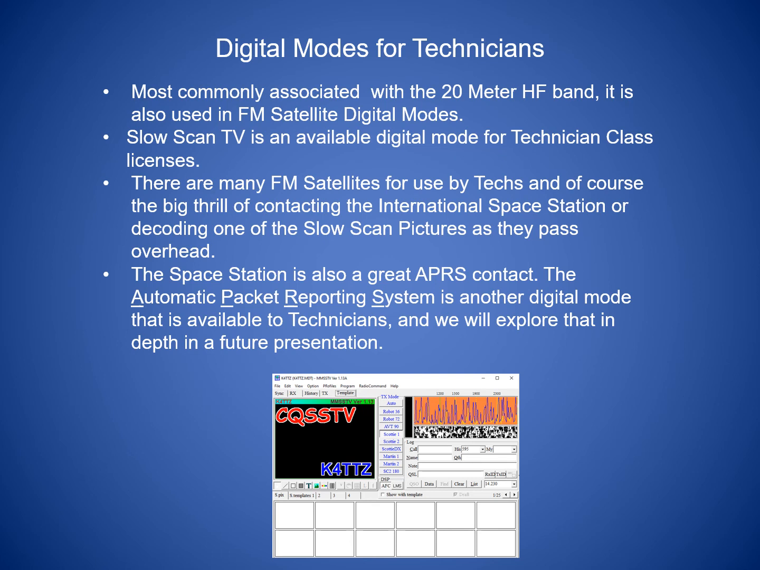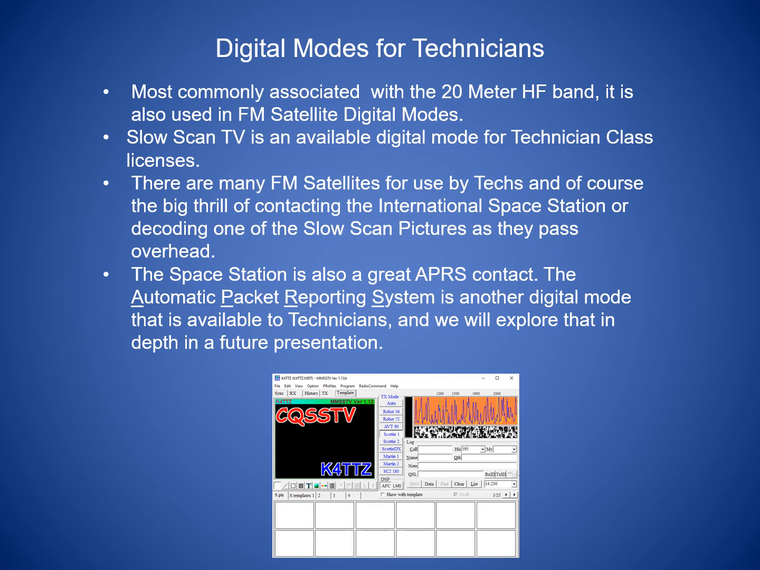There's one other mode that I'd like to discuss here before we move on. It's commonly associated with the 20-meter band, where stations around the world exchange pictures using slow scan TV. Not so much television live anymore, but it's more picture related. Slow scan TV is available for technicians in several methods, but probably the most common is satellite digital modes. There's many FM satellites, and the techs, of course, can use them. And the most common slow scan television reception is done from the International Space Station as it passes over.